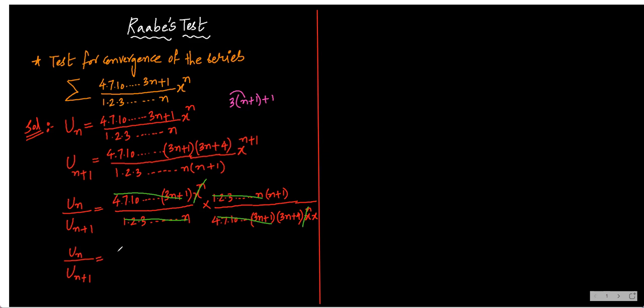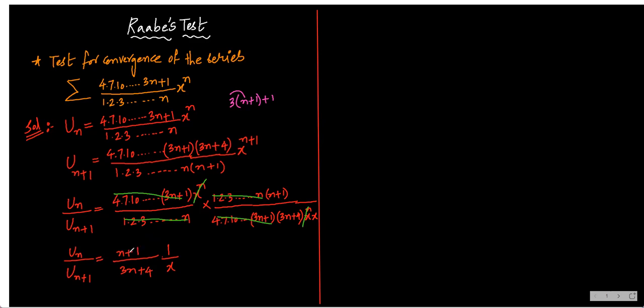Sir, it will be n plus 1 divided by 3n plus 4. Very good. N plus 1 in the numerator, and in the denominator 3n plus 4 is left. Very good. And here, moreover, 1 by x is also left.